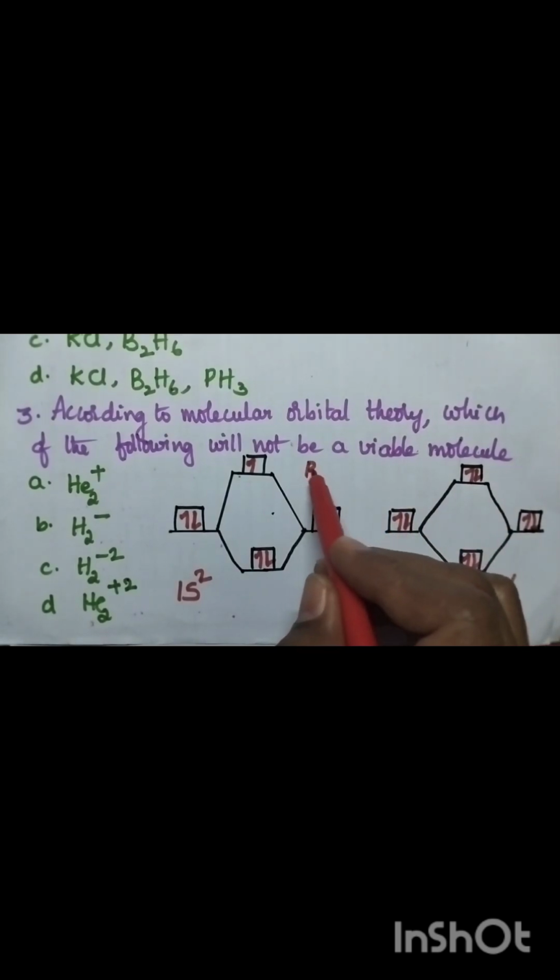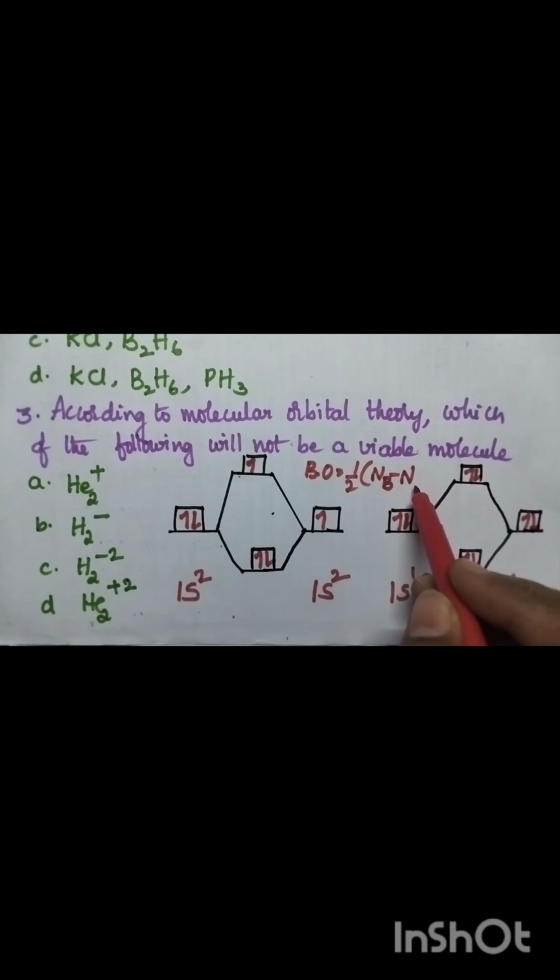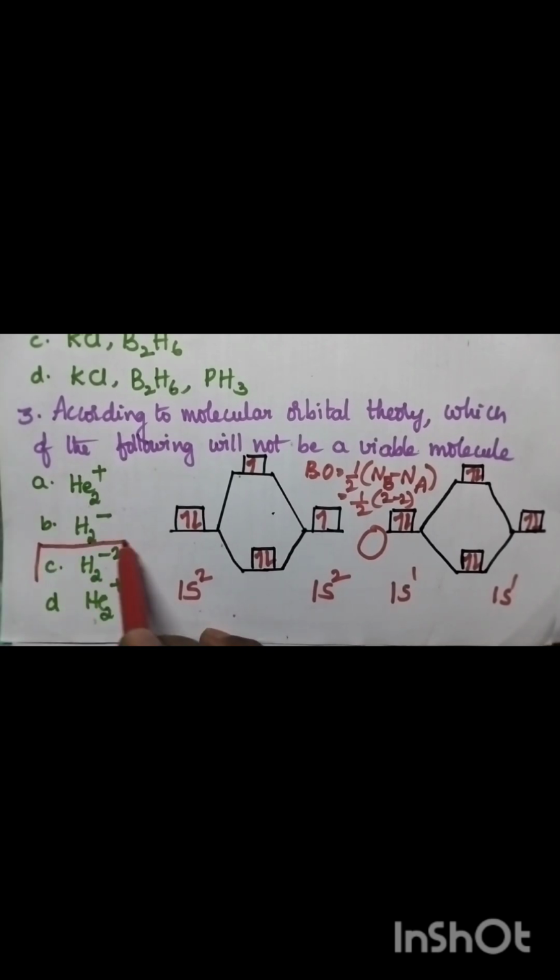How to calculate bond order? Bond order equals half into the number of electrons in bonding molecular orbitals minus the number of electrons in anti-bonding molecular orbitals. Here 1 by 2 into 2 minus 2. Here the bond order is 0. So the H2 2- molecule will not exist. So option C is the right answer.